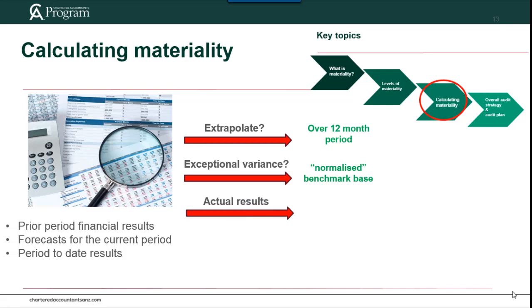Materiality will then be revised if necessary once actual annual results are available. It's important to understand that overall materiality calculated at the planning stage of an audit may not necessarily remain unchanged throughout the audit. During the course of the audit, information may come to light that requires the auditor to revise the original overall materiality level.